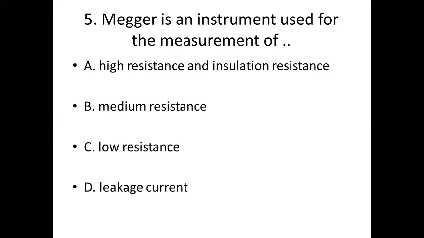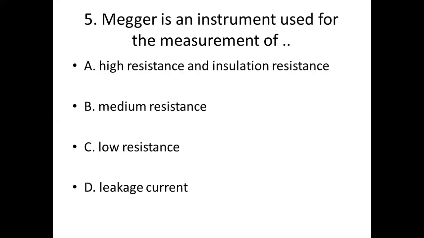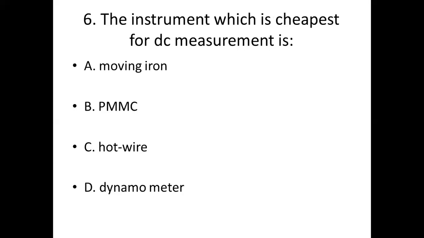Answer guess cheyandi. Option A high resistance and insulation resistance. Sixth bit, the instrument which is cheapest for the DC measurement is option A moving iron, option B PMMC, option C hot wire, option D dynamometer.